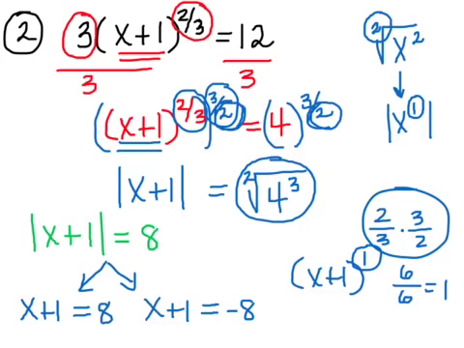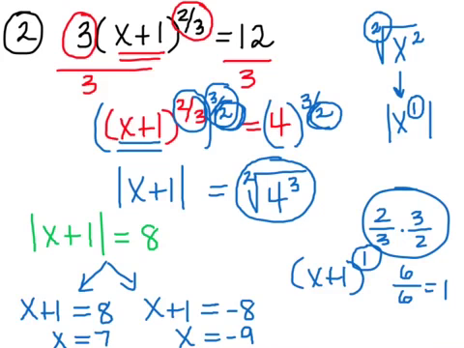So if you take away 1 from both sides of each equation, you're going to get x equals 7 and x equals -9. Now, it is possible that one or both of those may not work, because as we talked about before, if you have a radical equation, an equation that has a radical in it to begin with, it's possible that one or both of your answers may not work. But once again, I did the check step already, and both of them check out.